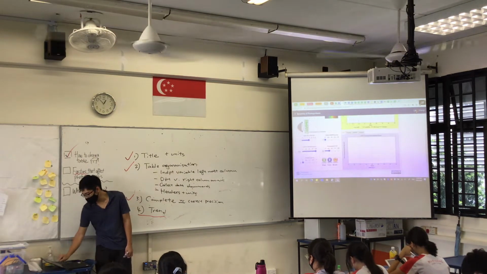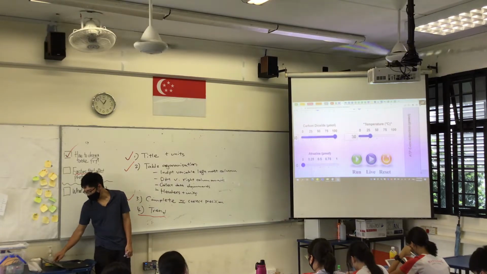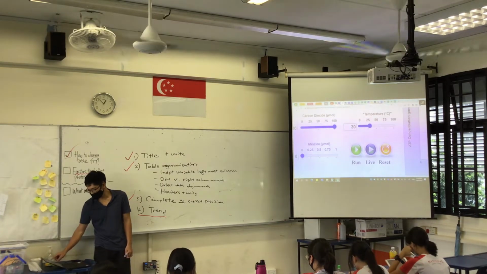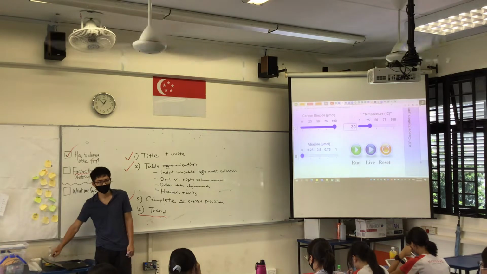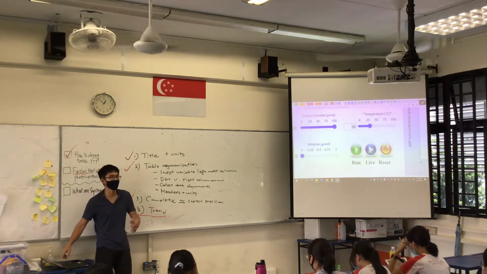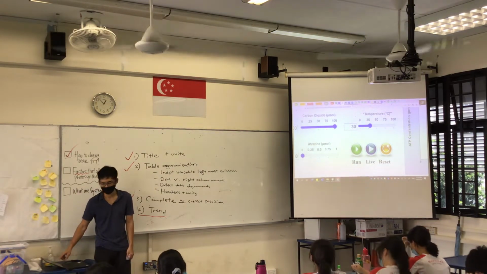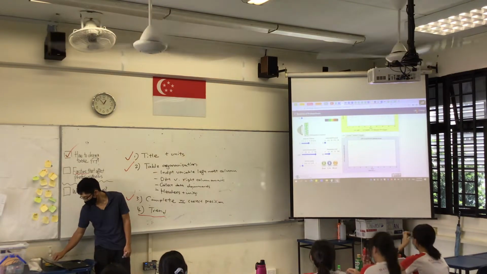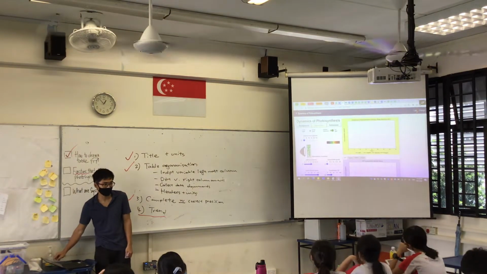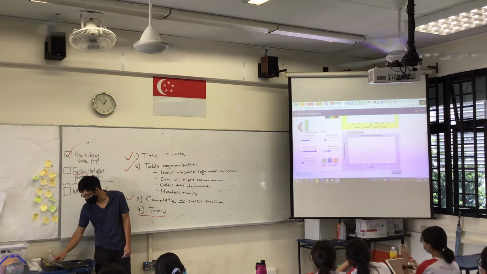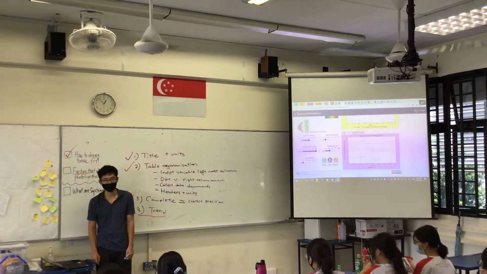How do you generate a graph? If you look at the screen, there's run, there's live, there's reset. Every time you press run, a graph will generate to show you the results of the experiment. We're going to show you an example. If you are on the simulation now, may I get you to click on glucose concentration, and then the box will turn pink.